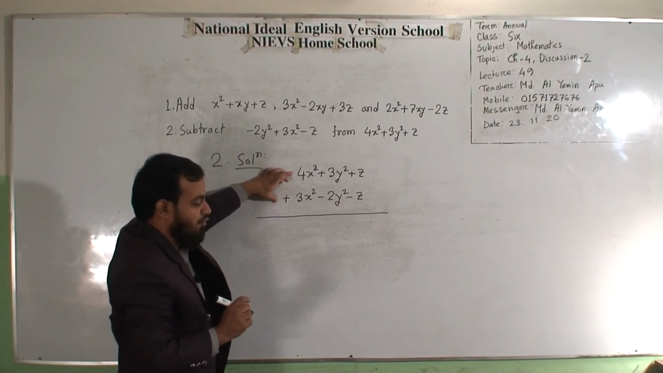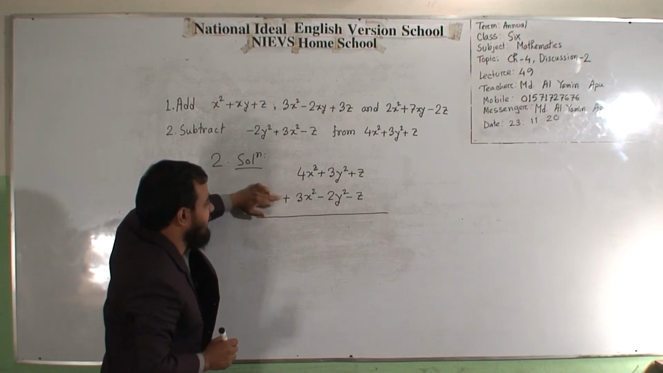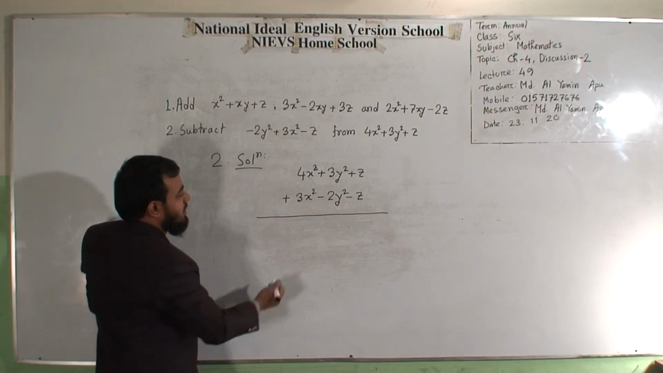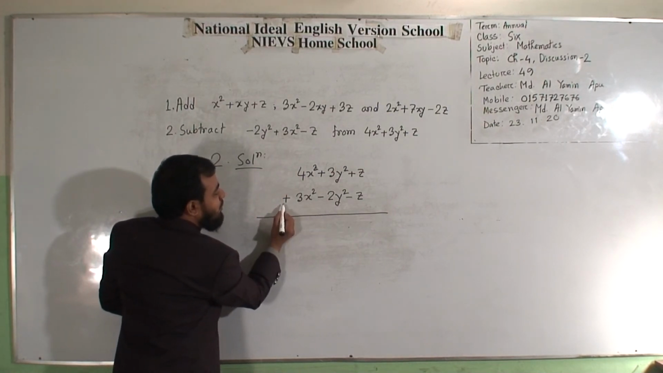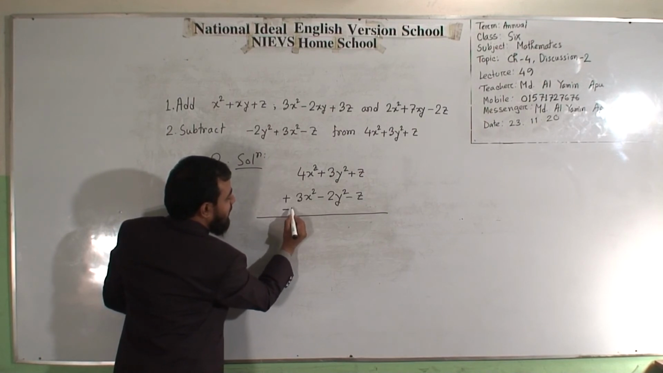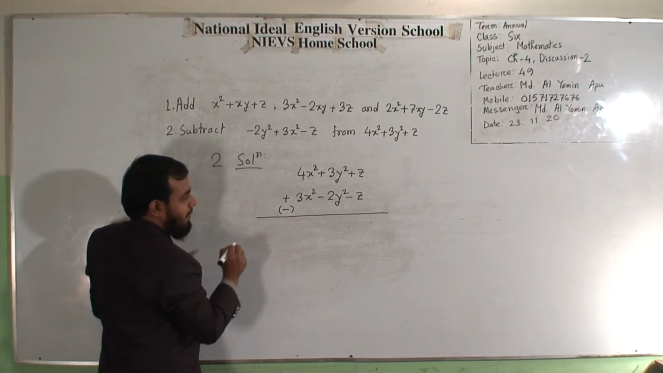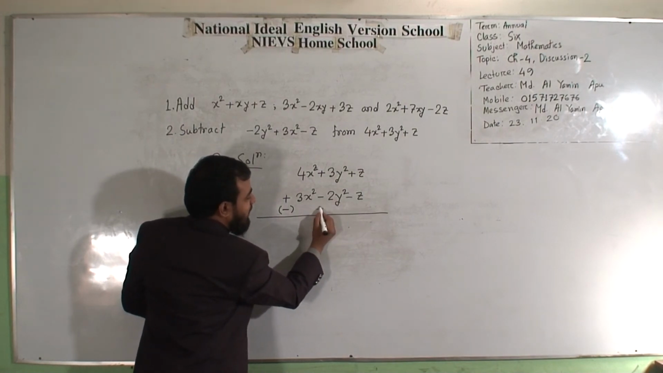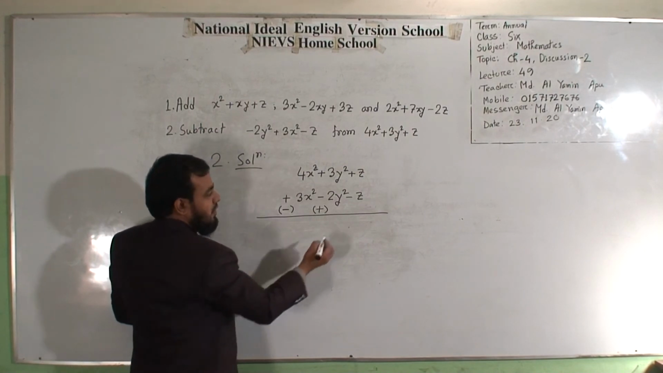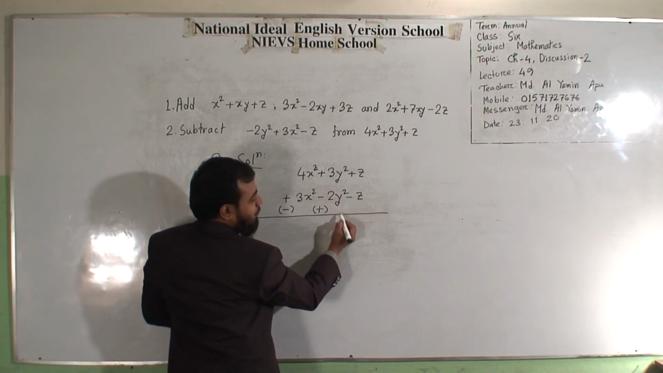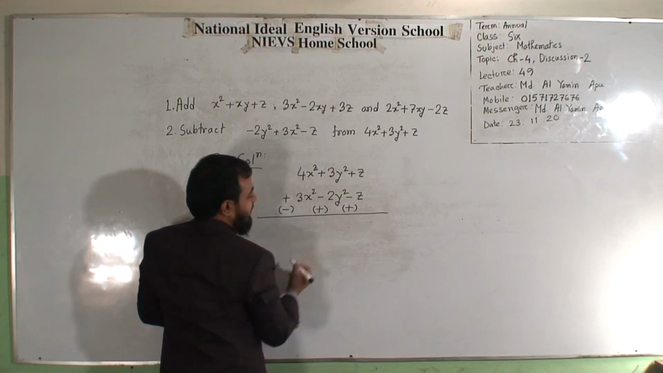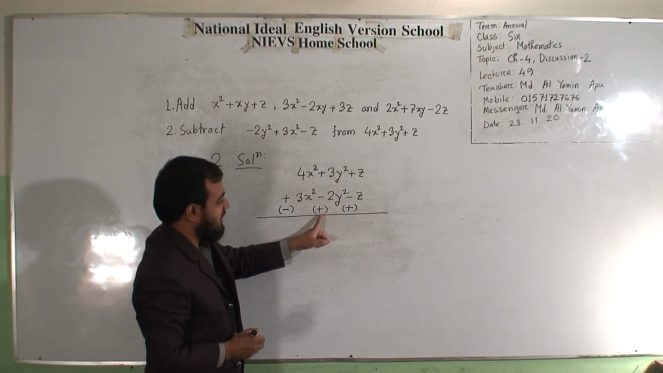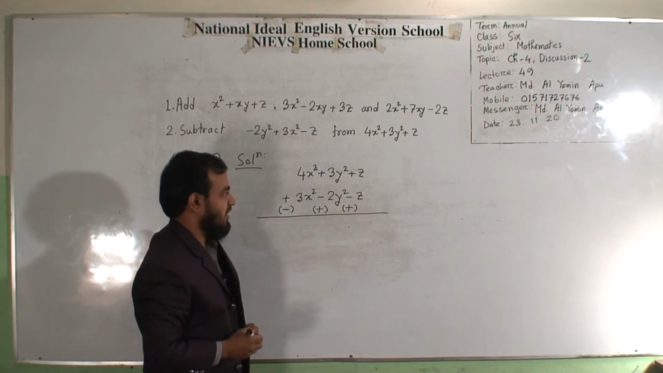First of all, in the second expression, all signs will be exchanged. That means 3x square has which sign? Plus sign. This will become a minus sign. Twice y square has a minus sign in front. This will become a plus sign. Now minus z, that means z has a minus sign in front, it will become a plus sign. That means now 3x square has a minus sign, twice y square has a plus sign, and z has a plus sign.